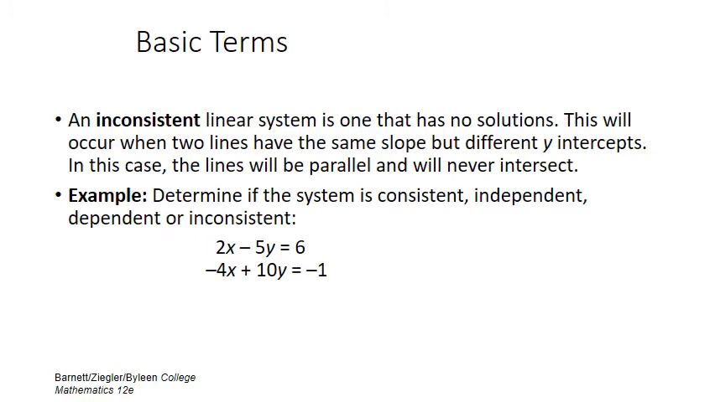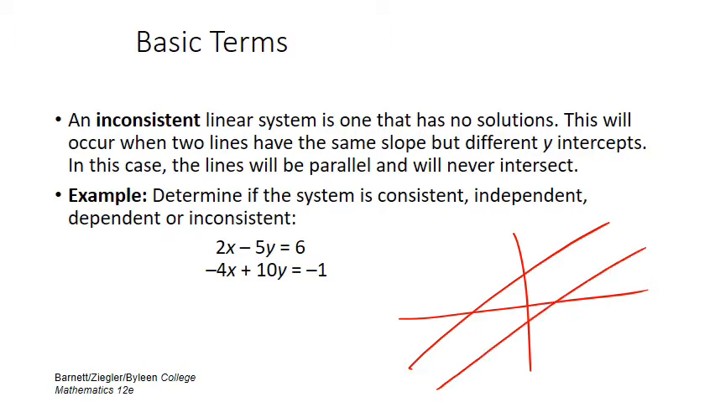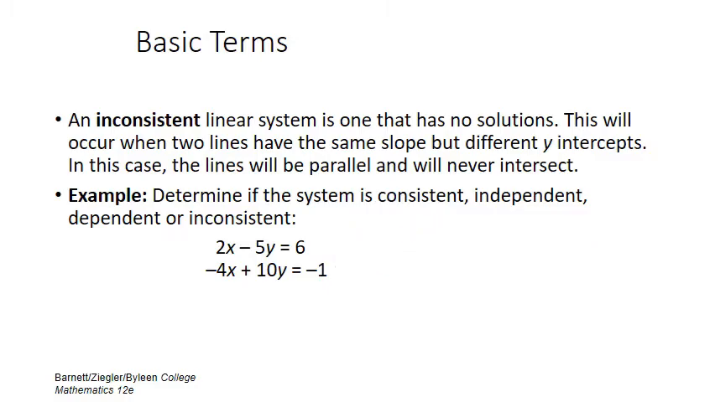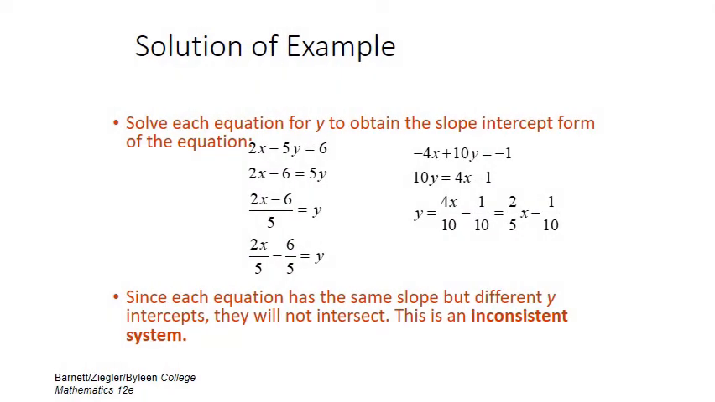An inconsistent linear system is one that has no solution, like when two lines are parallel. For example, if two lines are parallel, then there is no point of intersection, so it is an inconsistent system. For example, if you plot this equation and this equation, you will see both of them are parallel to each other, and you cannot find any point of intersection among them.